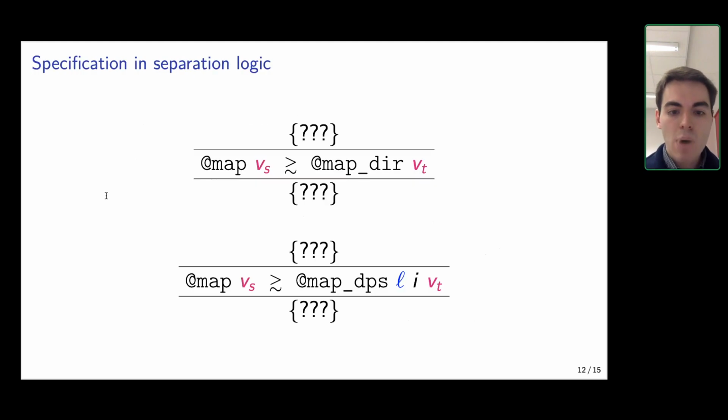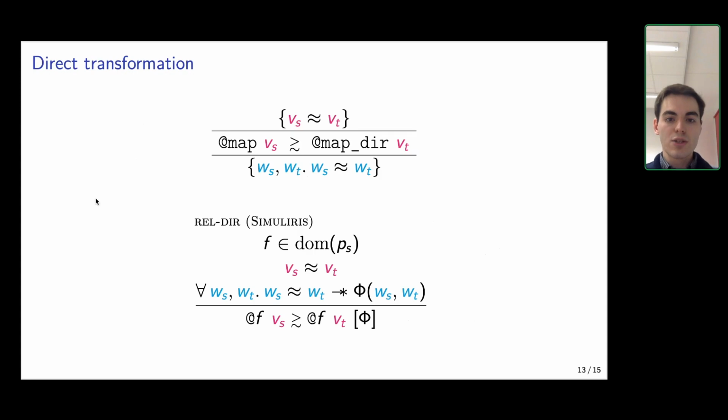Now, unfortunately, I don't have time to show the whole proof, but I have time to show the core of it. So I claim that the core of the proof is these two specifications: the specification of the direct transformation and the DPS transformation. So the question is, what do we put here in these pre and post conditions? For the direct transformation, this is straightforward.